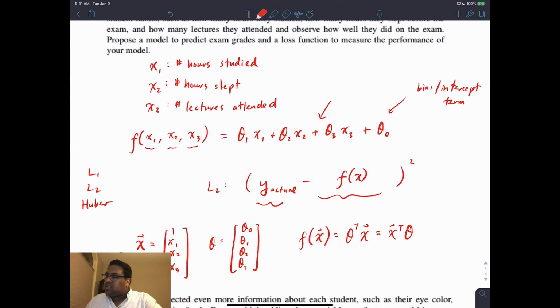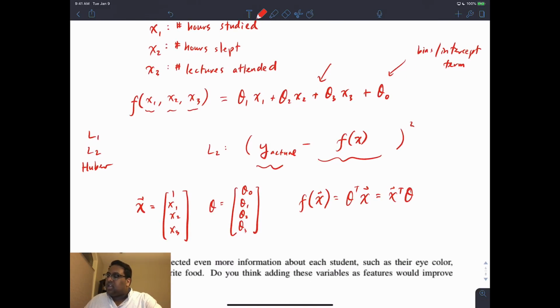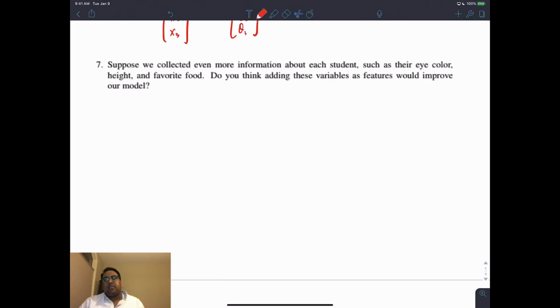Okay, so that's a potential model that we could use, and this is a loss function that we could use to find the optimal model, right? So find the optimal values of theta. Okay, and lastly, question 7. Suppose we collected even more information about the students, such as their eye color, height, and favorite food. Do you think adding these variables as features would improve our model?